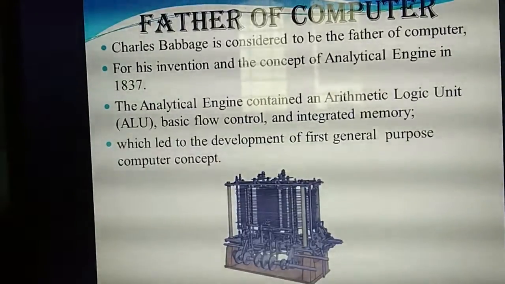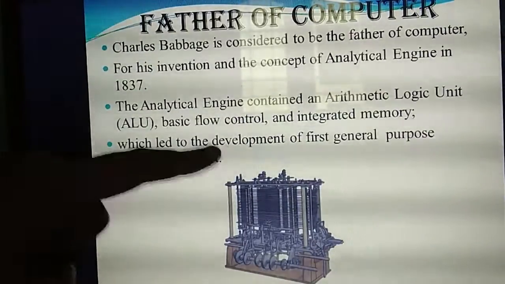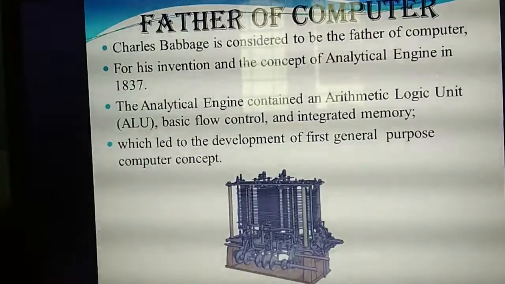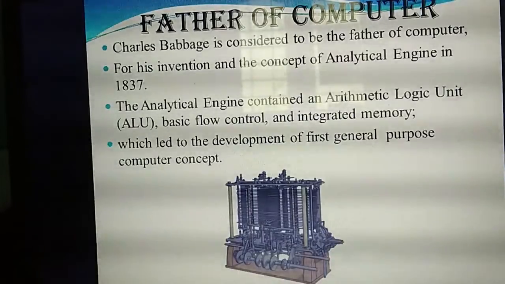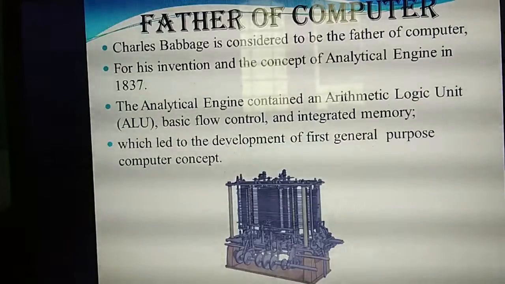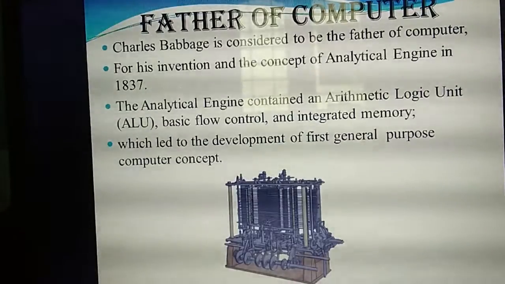Then basic flow control. Second, what are the things available in this analytical engine? Basic flow control. What do you mean by flow control? For example, the water is flowing from the upper side to the lower side. What is flow control? Flowing from up to low. Likewise, here we are talking about data. Okay, I will explain that later.